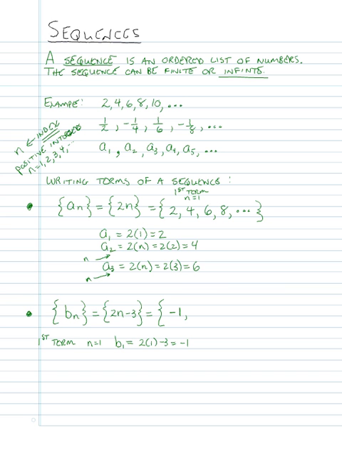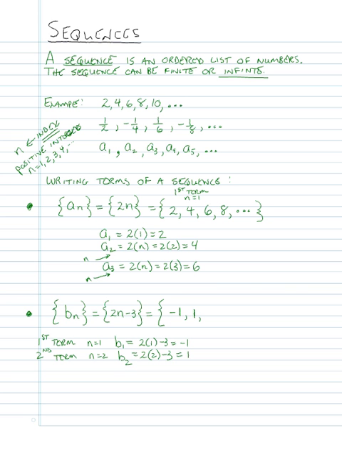Okay? Now, if we wanted to know our second term, well, our second term means n is 2, and that would be b subscript 2 if n is 2. And how do we calculate it? Well, 2 times our n value, which is 2, and then minus 3. Well, that would be 4 minus 3, which is equal to positive 1. So the next term would be positive 1.